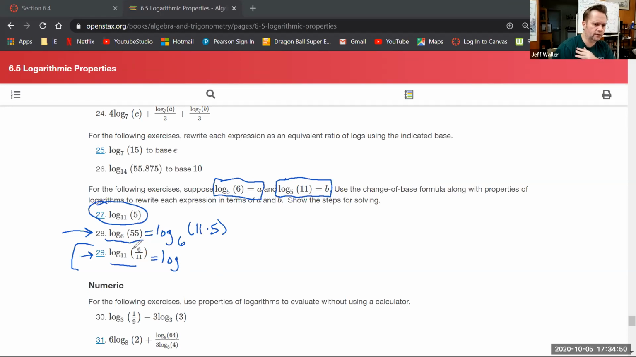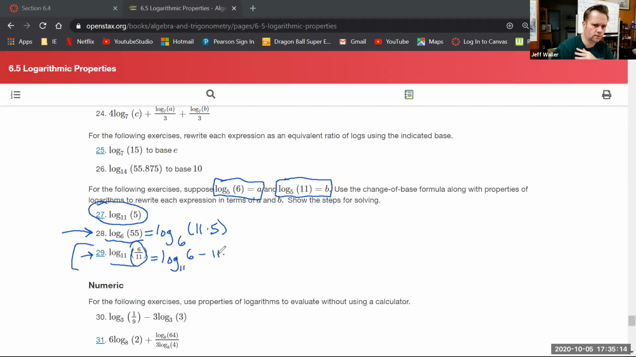How can I rewrite this because of what it is inside? How can I rewrite that using properties of logarithms? What's the rule when I have log of a division? Log of a quotient. Subtraction. So log 11 of 6 minus log 11 of 11.